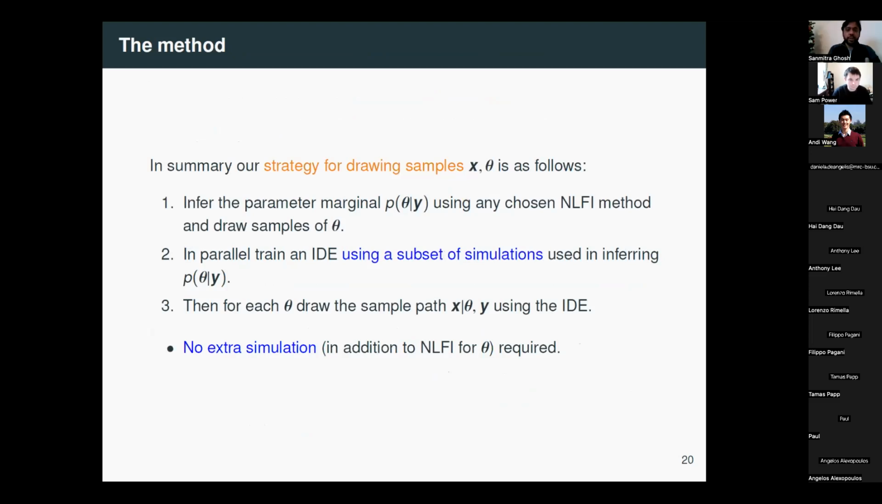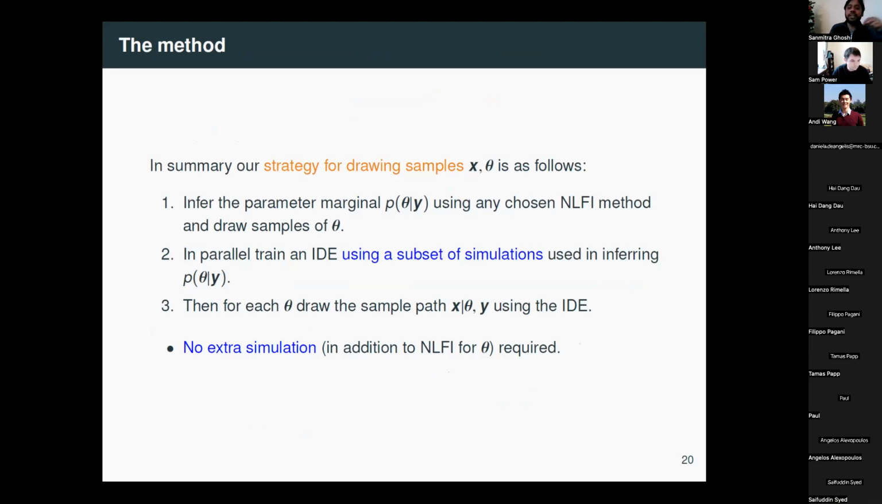All right. So it's a summary of the method of drawing samples of both the latent state and the parameters. First, generate your simulated data and use any chosen NLFI method, ratio estimator, posterior estimator, likelihood estimation, to draw samples of theta. And interestingly, you don't need any more simulation. Just take the simulations generated in the NLFI, take a subset and parallelly train the IDE, right? Then once you have the IDE and you already have theta drawn from your NLFI approximation, you just use the IDE to draw X, right?